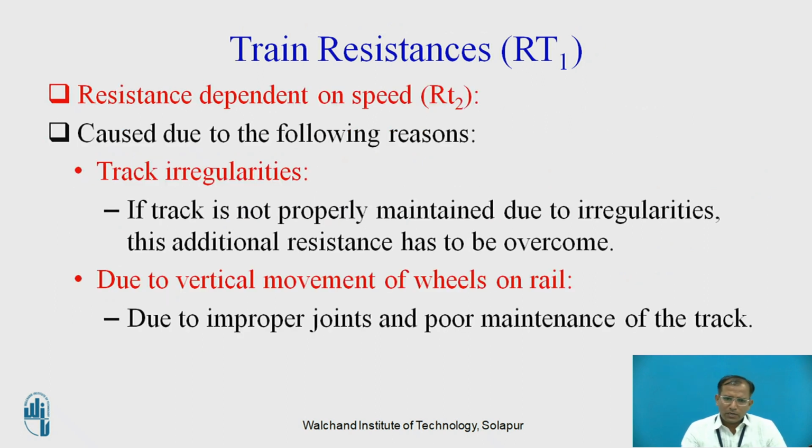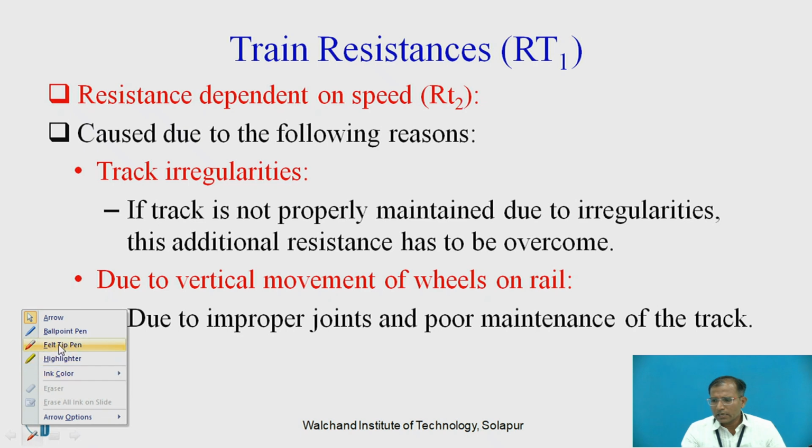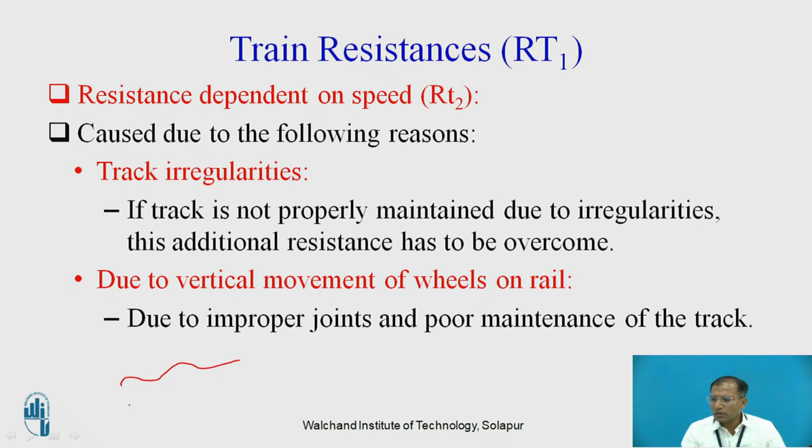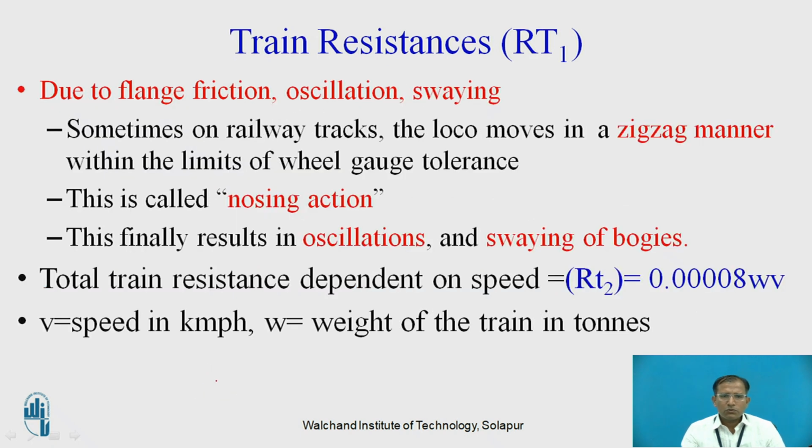Next one, dependent on speed, RT2. Here it is mainly due to the poor maintenance of the track. Here the track is not properly maintained, due to the irregularities. Due to the poor maintenance, you may see that zigzag movement of rails. It has many reasons, mainly poor maintenance or high axle load, the track not properly constructed, the material quality, temperature. Because of this, the rails will bend like this also. So due to the flange friction, oscillation, swaying, there is a chance of even going for a derailment also.